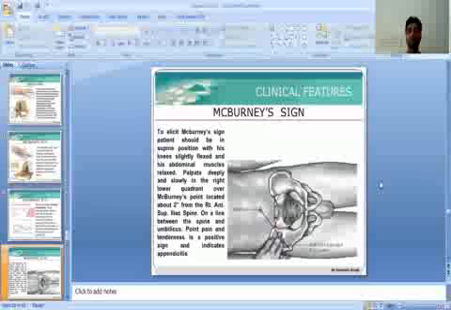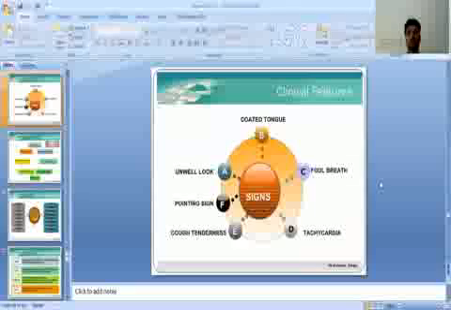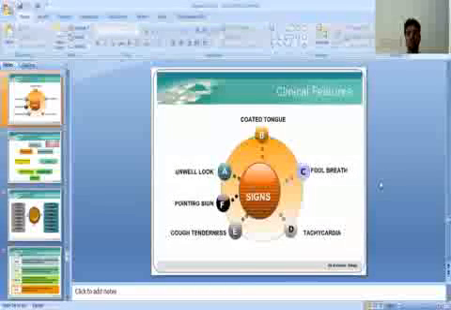McBurney sign. To elicit McBurney sign, the patient should be in supine position with knees flexed and abdominal muscles relaxed. Palpate deeply and slowly in the right lower quadrant over McBurney point, located about 2 cm from the right anterior superior iliac spine on a line between the spine and umbilicus. Pain and tenderness is a positive sign of appendicitis. These are the clinical features you can see.